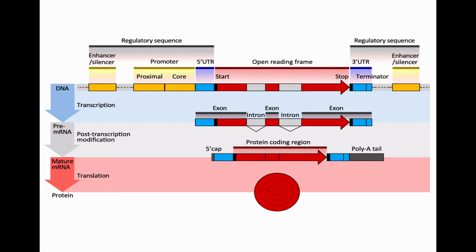So what does processing involve? It involves putting a cap on the 5' end, a tail on the 3' end, and removing the introns and fusing the exons together in a process known as splicing. So we're going to transcribe and switch on a gene and make a precursor or an immature mRNA transcript. And you can see from this diagram the different features.